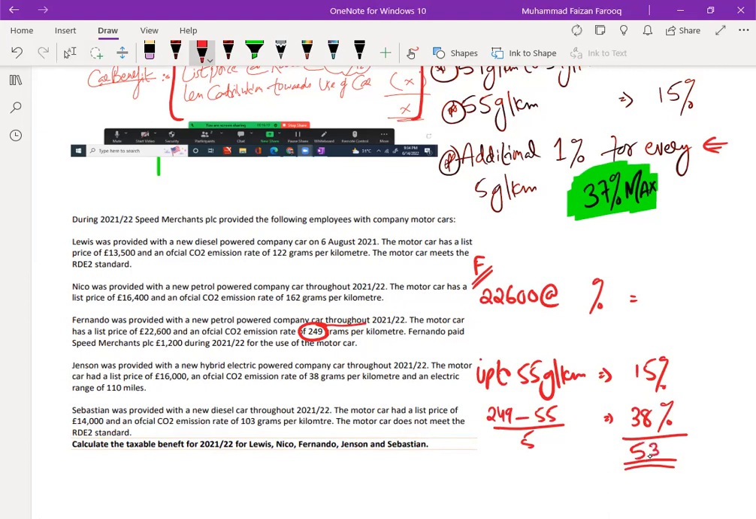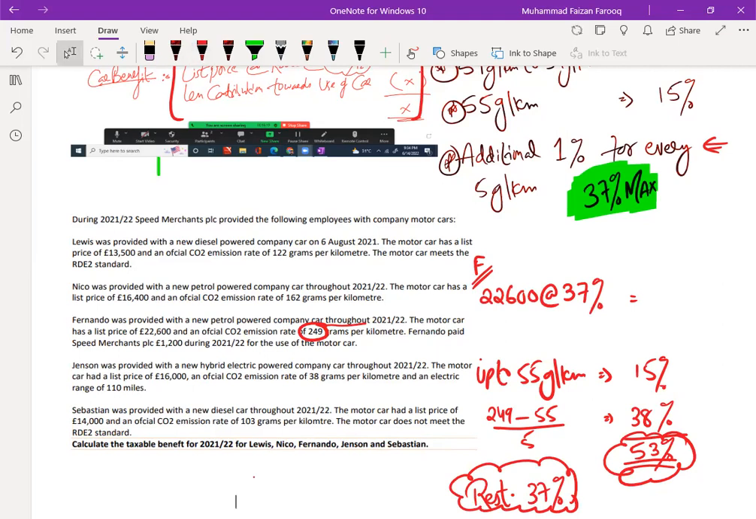Yes. Now, very carefully, I am writing here 37%. Why? Because above 37 is the maximum. This is the rule which I just explained to you, that if the percentage answer is coming in excess of 37%, we have to restrict it. We have to put a cap at 37%. The answer cannot be above 37%. So what is my car benefit?